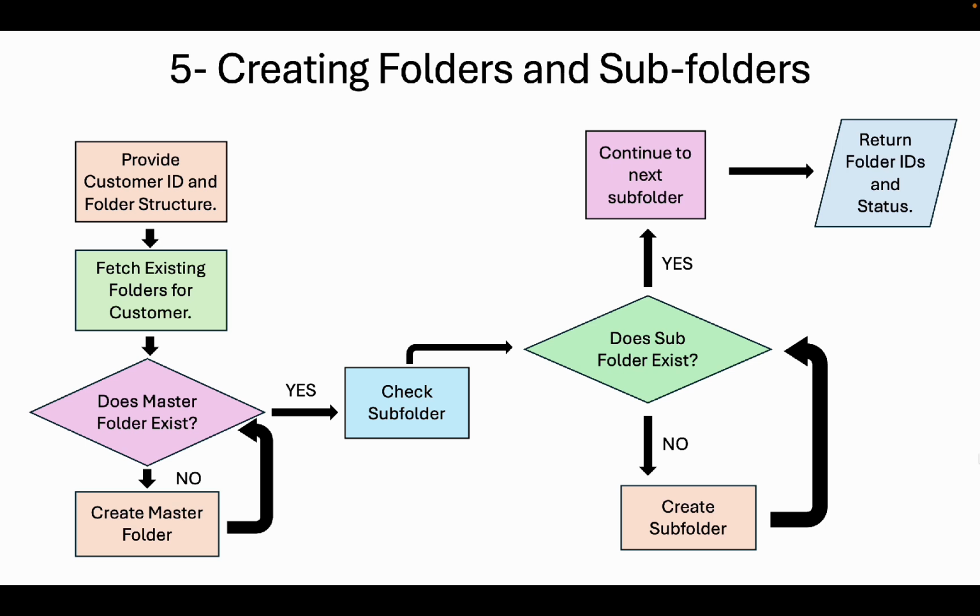The final step was automating the creation of folders in Innovation Studio for each customer. Imagine you have a folder structure for one customer and need to replicate it for another. The system can now do this automatically. The process is like this: LoanPro sends the customer ID and folder structure through a webhook to the Lambda function. Then the Lambda function checks if the required master folders and subfolders already exist. If not, it creates them. And it also organizes the folders and returns their ID and status for future use.